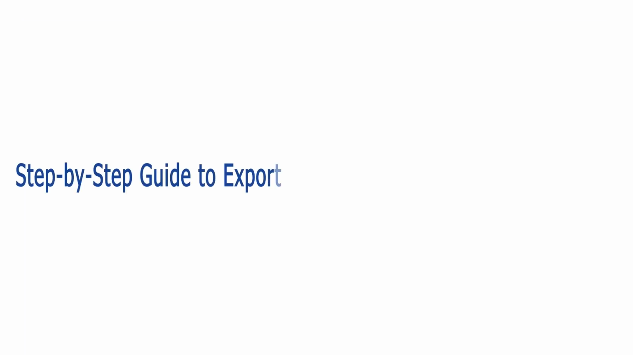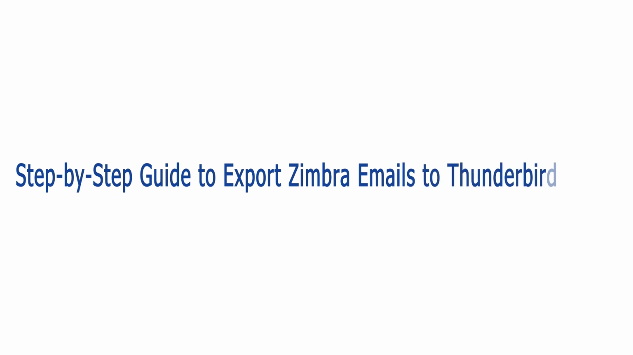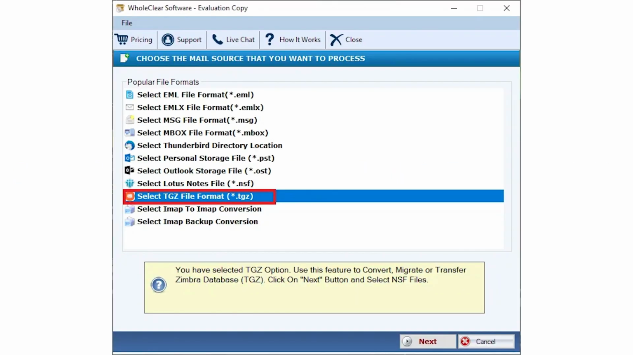Step-by-step guide to export Zimbra emails to Thunderbird MBOX. Step 1. Download and launch the WholeClear TGZ to MBOX converter. Step 2. Select Zimbra TGZ as the email source format.